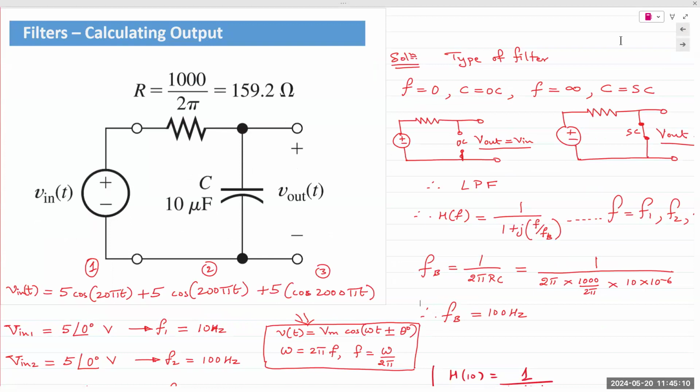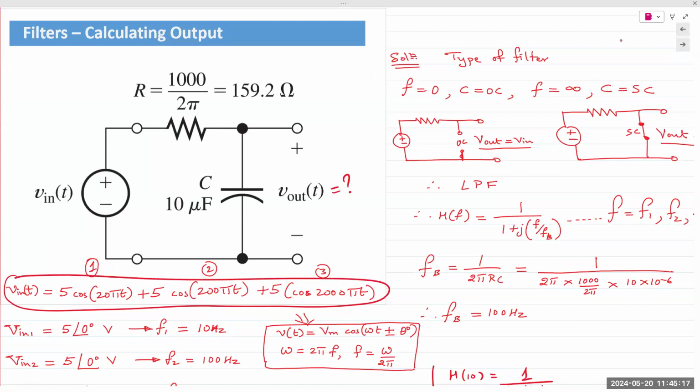Here, the question is again, what is V out of t given a specific input V in of t? So V in of t is given to us, a circuit diagram is given to us, we are asked to calculate the output voltage. Output voltage is a function of time.